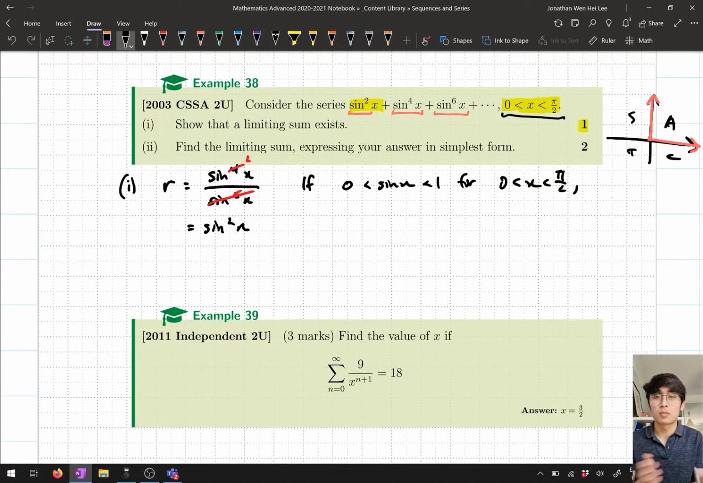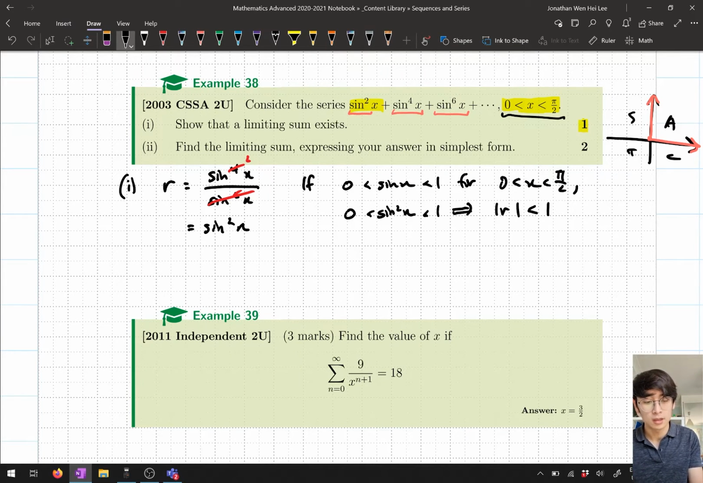So here, that was just based on our domain. When x is between 0 and pi over 2, so 90 degrees, sine x is just going to be between 0 and 1 anyway. So if I square sine x, what's going to happen? It's still going to be between 0 and 1. So that tells me that sine squared x is going to be less than 1 over that domain. So that means that the absolute value of r is going to be less than 1. Our common ratio is less than 1. So that means, therefore, a limiting sum exists.